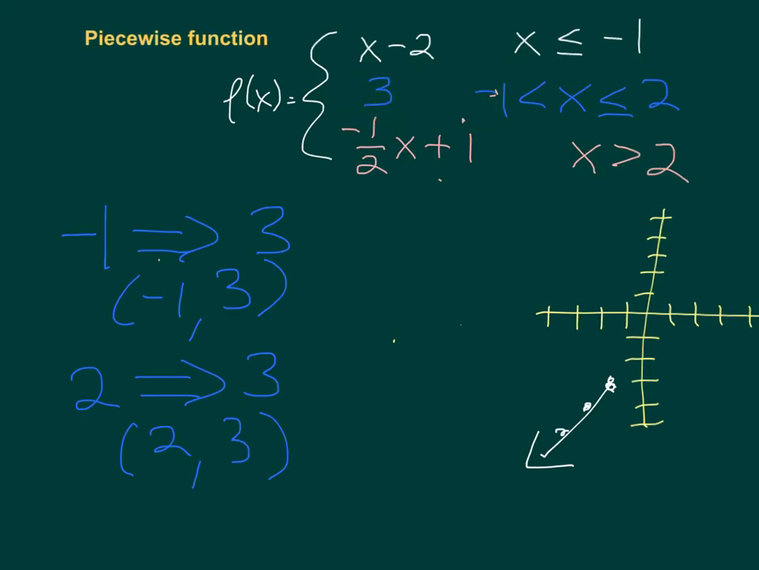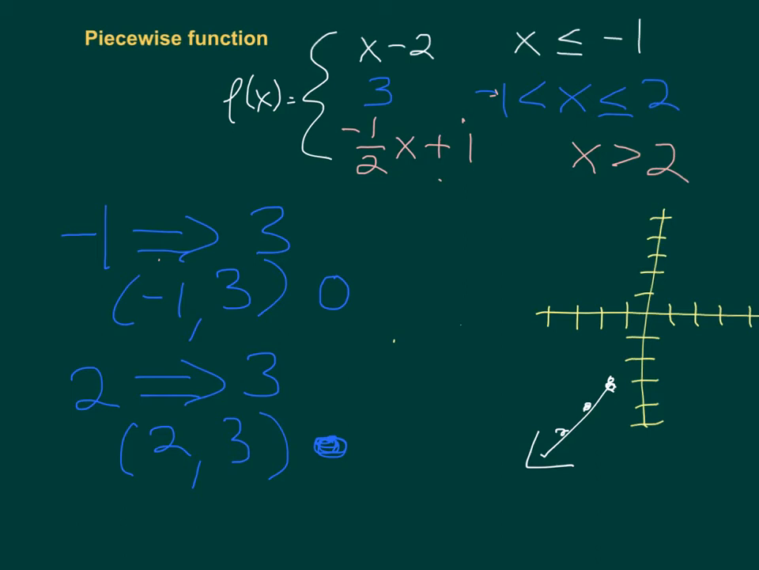My y value is going to stay constant. So I can plot those points, -1, 3. Do we do a filled-in circle or an open circle? So -1, 3 is going to be an open circle, and 2, 3 is going to be a filled-in circle. Because -1 is less than, so it doesn't include it. It gets very close to, but doesn't include it. And 2 does include it. It is equal to.